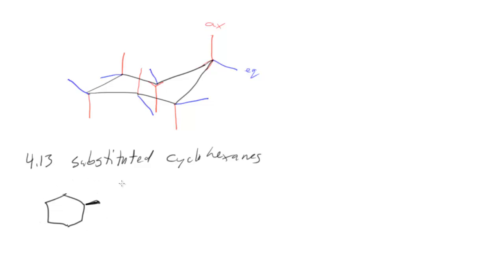It gets more complicated once you have substituted cycloalkanes. So now we have methyl cyclohexane. Let's draw methyl cyclohexane. I've got one methyl group and it's going up. Now you can pick any carbon in the whole molecule. It doesn't matter where you pick to draw it going up.